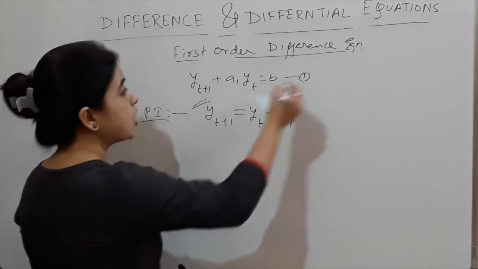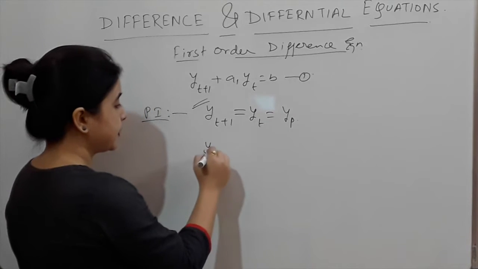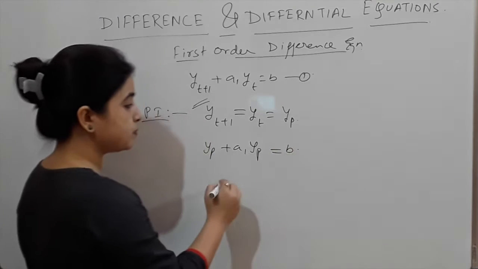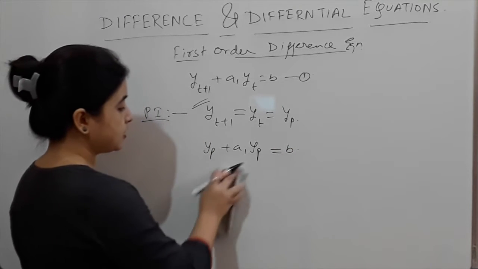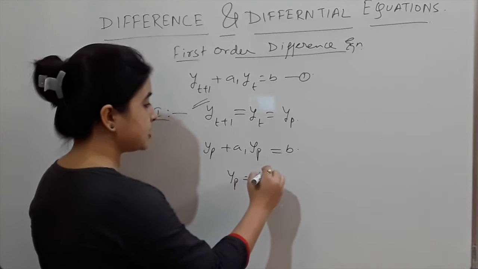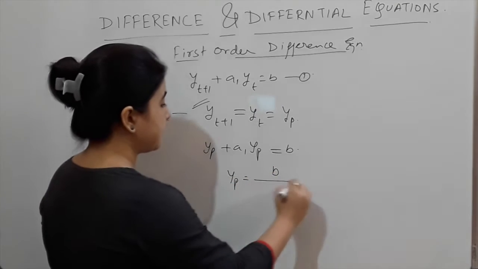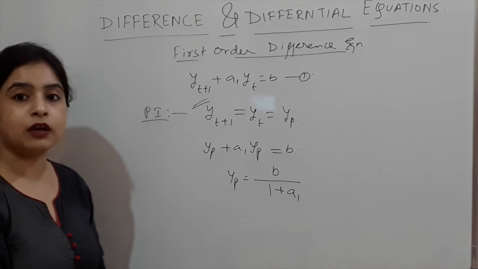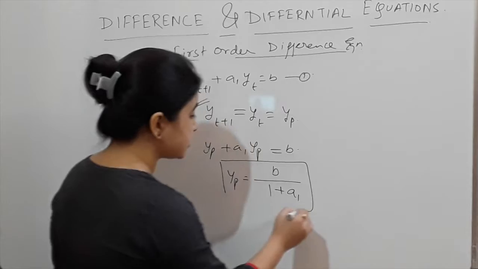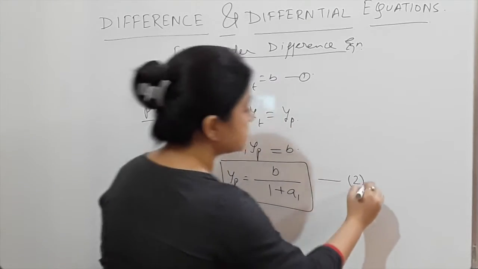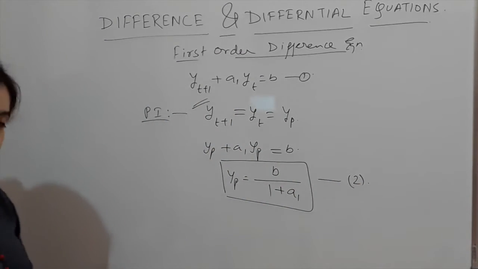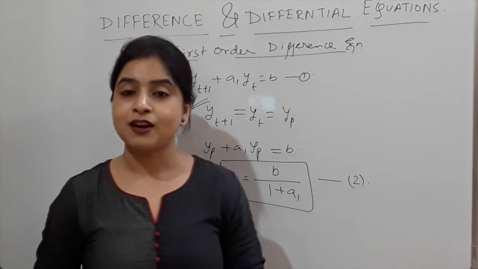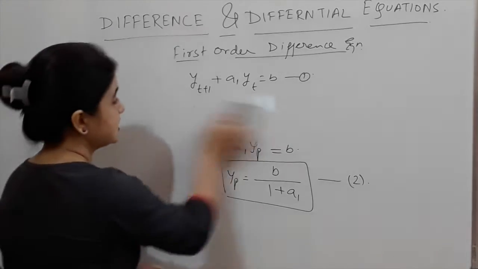Okay, so because of this, what our equation 1 becomes is yp + a1 yp = b, and that is why we have yp = b/(1 + a1), right? So this is the particular integral that we have obtained. Let this be equation number 2, right? Now it's time for the complementary function, that I am going to denote as CF.